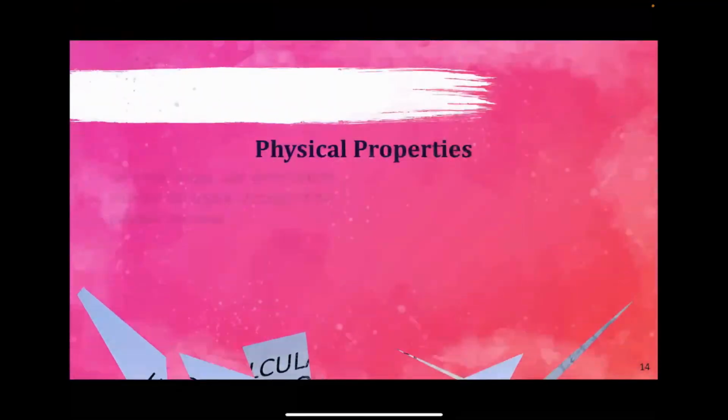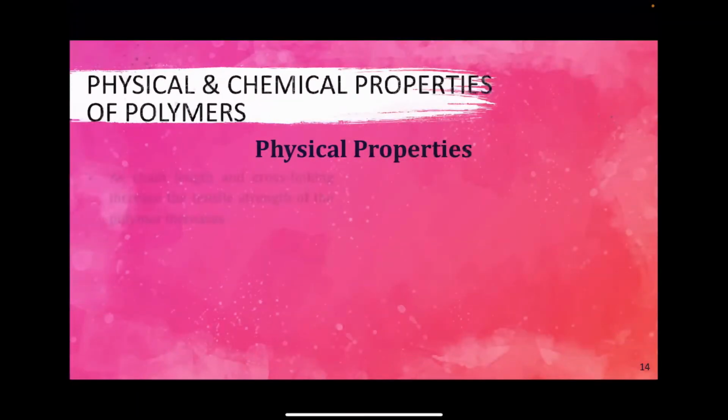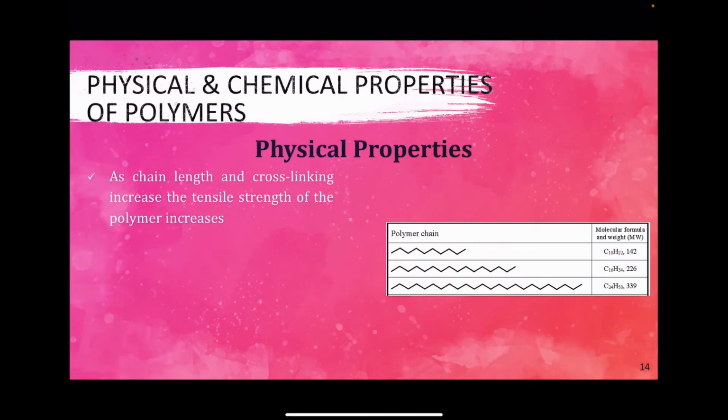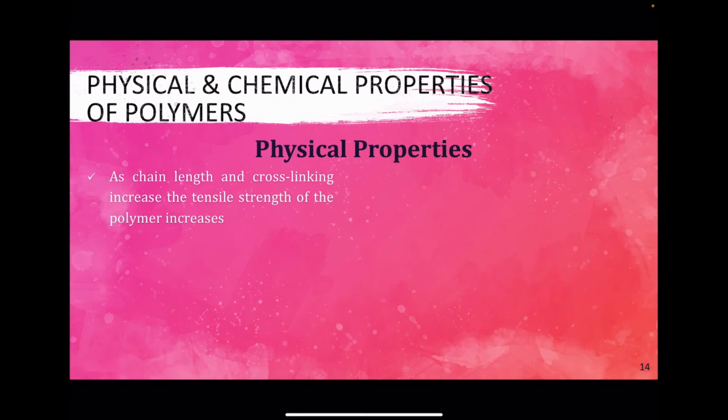Next, we move to the physical and chemical properties of polymers. First, we look into the physical properties of polymers. As chain length and cross-link increase, the tensile strength of the polymer increases. If you can see here, as the polymer chain increases, it increases the molecular formula and weight of the compound. Thus, it will also increase the tensile strength of the polymers.